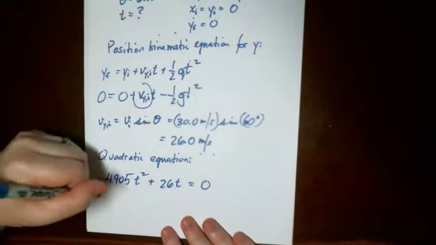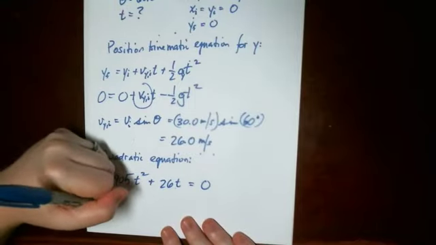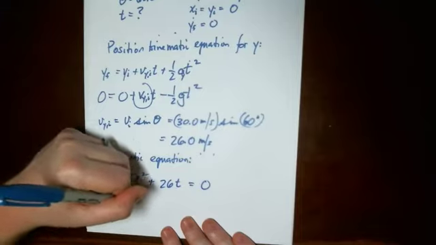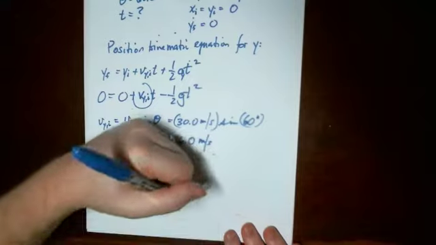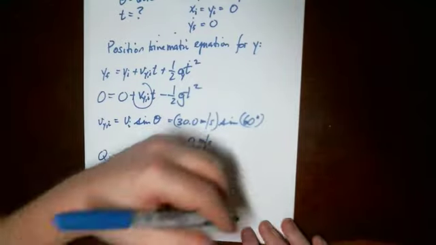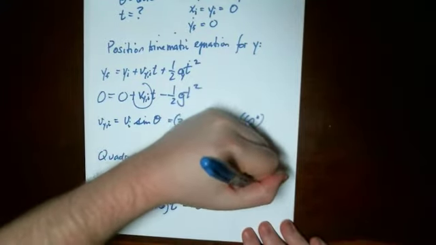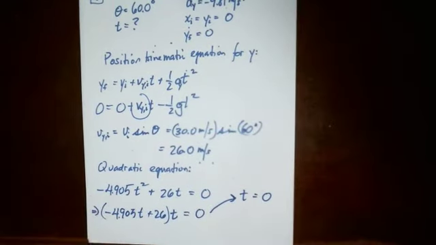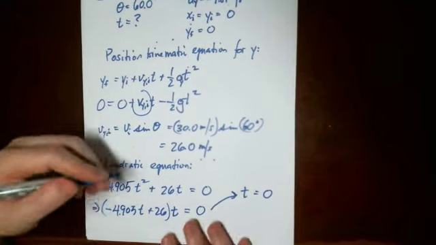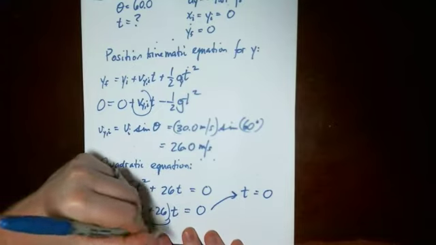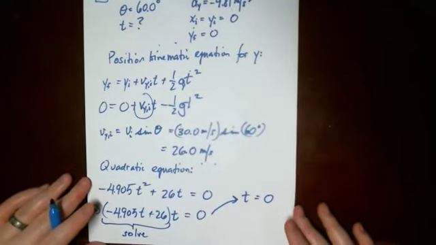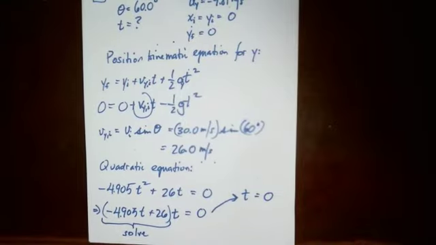So if we pull out a common factor of t, we can rewrite it like this: negative 4.905 t plus 26 times t equals 0. Well, that gives us one answer right away: t equals 0 is a possible solution, but that's when the thing starts. So it's obviously at ground level when it starts, so that's not a useful piece of information for us. In order to find the actual time it's in the air, we need to solve this equation. Fortunately, it's not a quadratic equation, it's just a linear equation, so we can just plug and chug.